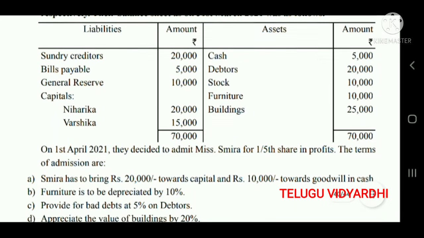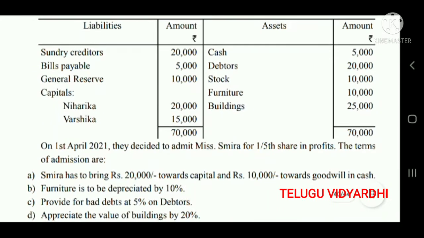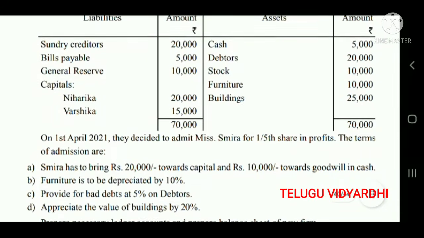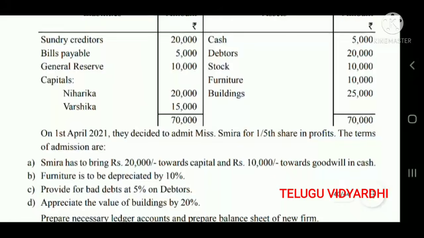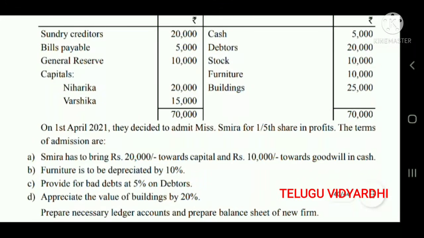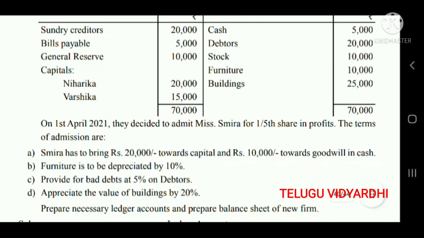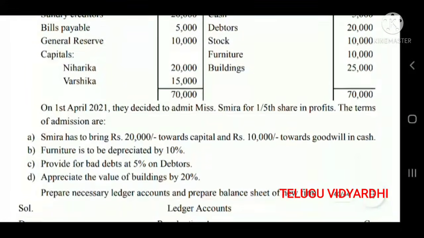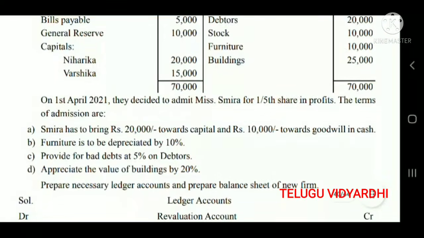The terms of admission are: Simra has to bring 20,000 towards capital and 10,000 towards goodwill in cash. Second point, furniture is to be depreciated by 10%. This is calculated on the furniture amount 10,000, 10,000 into 10 by 100. It will be reflected in the revaluation account on the debit side.